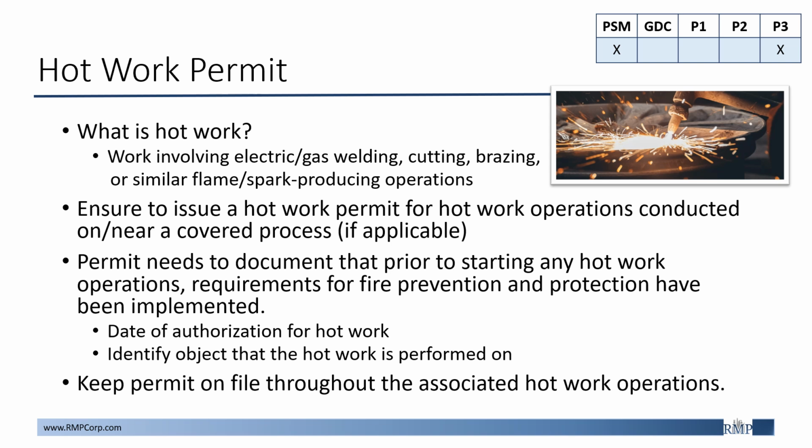These permits need to document that prior to starting any hot work operations, requirements for fire prevention and protection have been implemented. These fire preventions could be anything such as covering or moving items or equipment nearby that can easily catch fire or become damaged in the presence of fire, or having items such as fire extinguishers that can mitigate fire damage. On your permit, also make sure the date of authorization for hot work is listed, and make sure the permit identifies the object that the hot work is performed on. Make sure you keep the permit on file throughout the associated hot work operations. Once you're done with the hot work operations, the permit is not required to be kept.